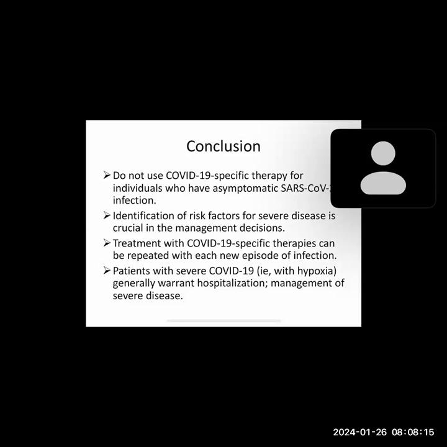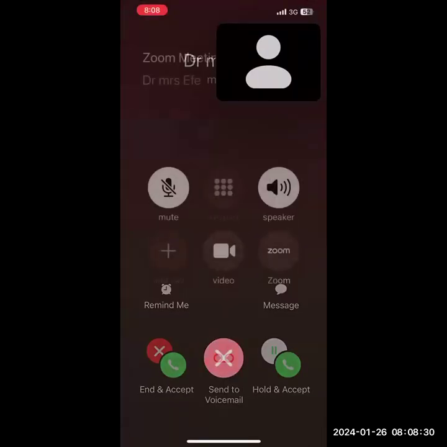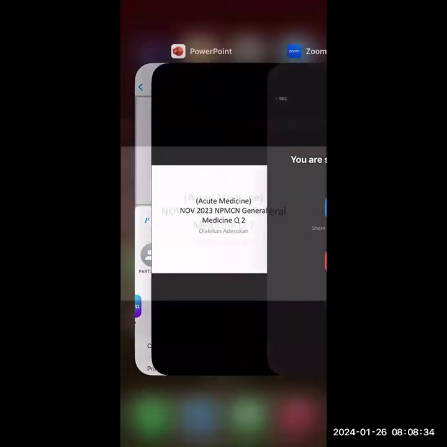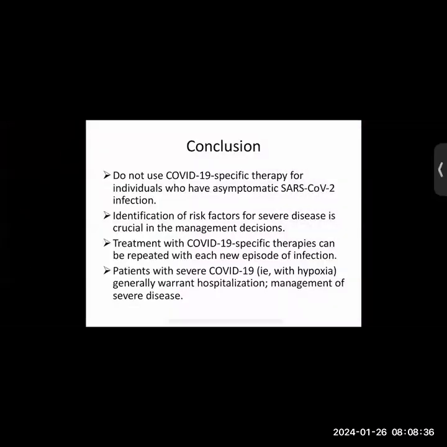And then it's very important that one should identify risk factors, like in our patient, that patient has COPD and the possibility of hypertension. Then treatment with COVID-19 specific therapies can be repeated with each new episode of infection. And then those with severe disease need to be admitted and also given oxygen therapy. Thank you.